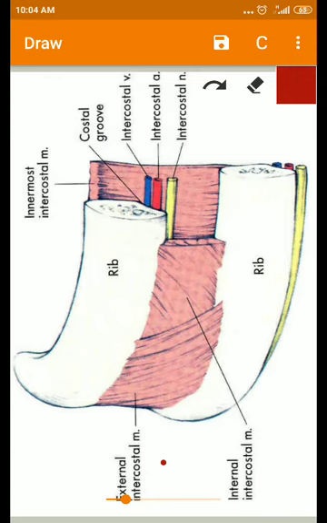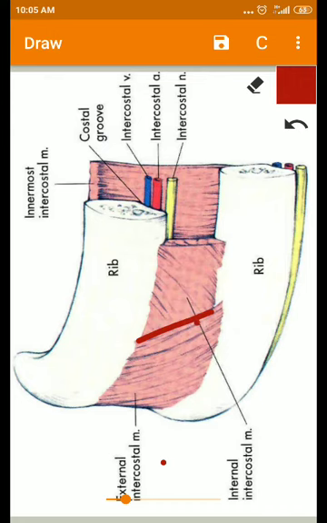Now we are going to see them one by one. The first one is the external intercostal muscle. This is the external intercostal muscle. The name itself indicates it is present externally. There are 11 pairs of external intercostal muscles.